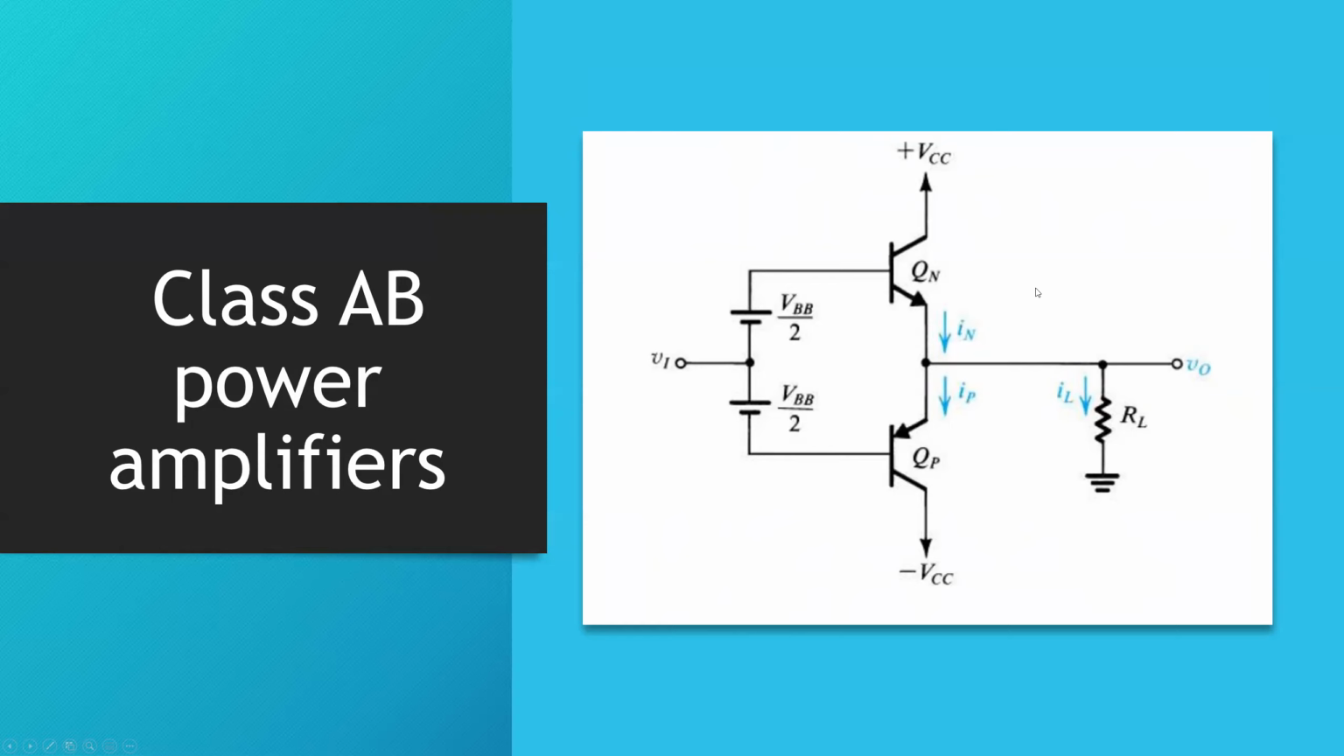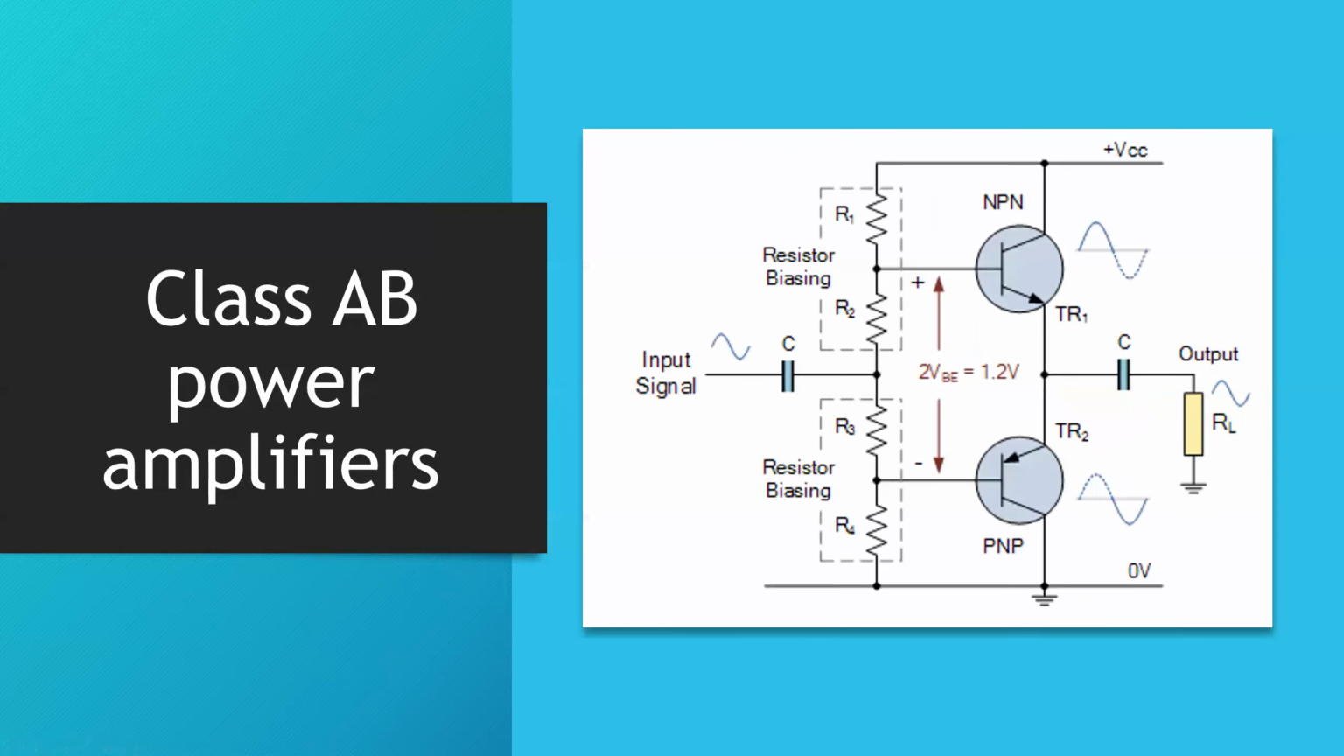Thus, an iteration that improved on this class AB design was this. We used one battery, which is VCC, and we used these voltage biasing resistors to have the proper amount of voltage at the base nodes of these transistors, which is about 0.7 volts. So these resistors are much cheaper when compared to batteries. So we fixed this issue, but this is not the best solution, since the resistor values change with temperature.